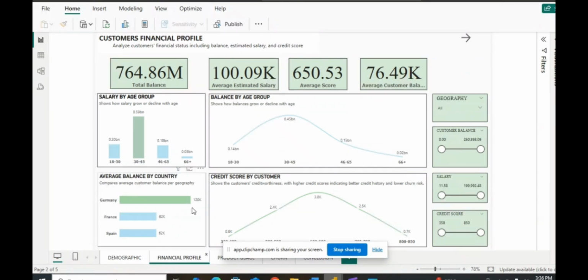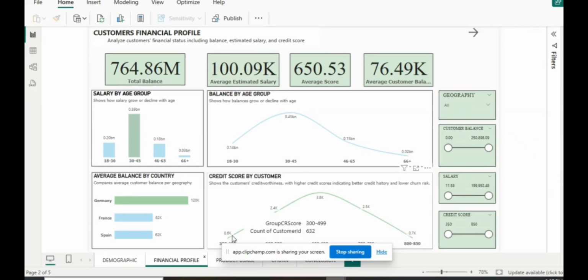So we have credit score by customer. Credit score has to do with the ability of the customers to borrow. You'll be able to borrow from the bank, yes. So you see, it shows the customer's creditworthiness, with a higher credit score indicating better credit history. That means these customers whose creditworthiness is between 300 to 499 is going to be 632. Let's come here. The last one we have, 800 to 850, 655.